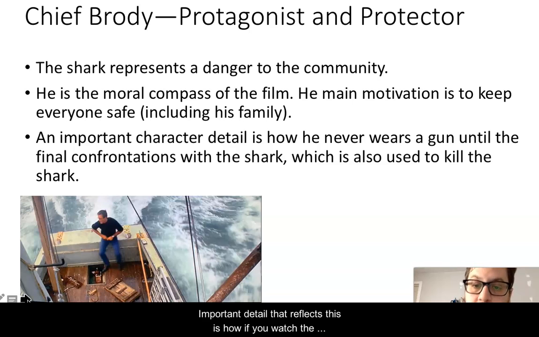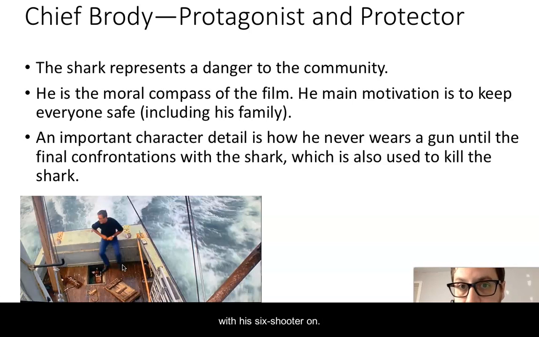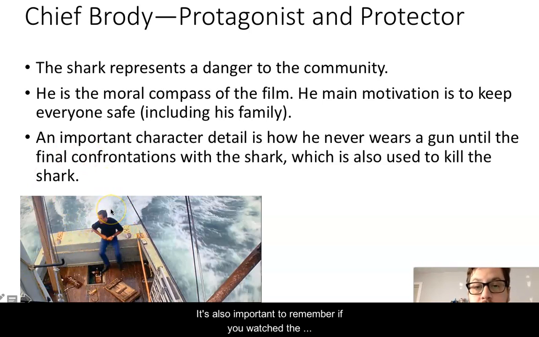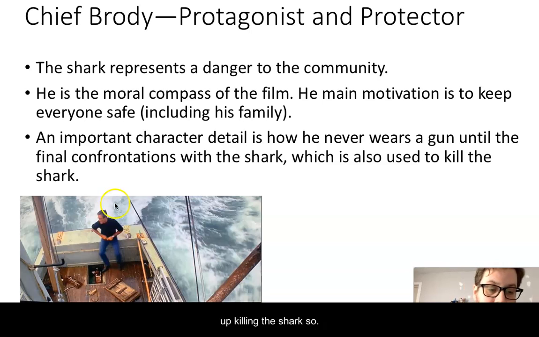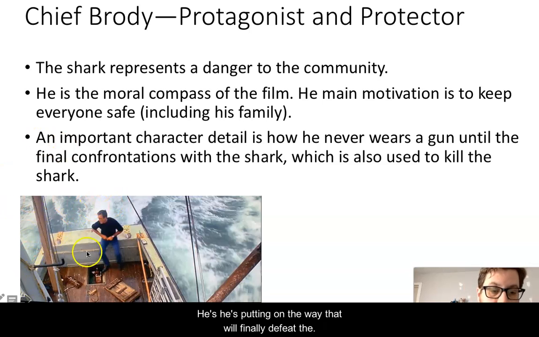An important detail that reflects this is how, if you watch the movie, Chief Brody never wears a gun until the final confrontations with the shark. The screen capture pictured below is the scene of him putting on his holster with his 6-shooter on it. It's also important to remember, if you watch the scene, this is the same gun that eventually does end up killing the shark. So, he's putting on the weapon that will finally defeat the shark.